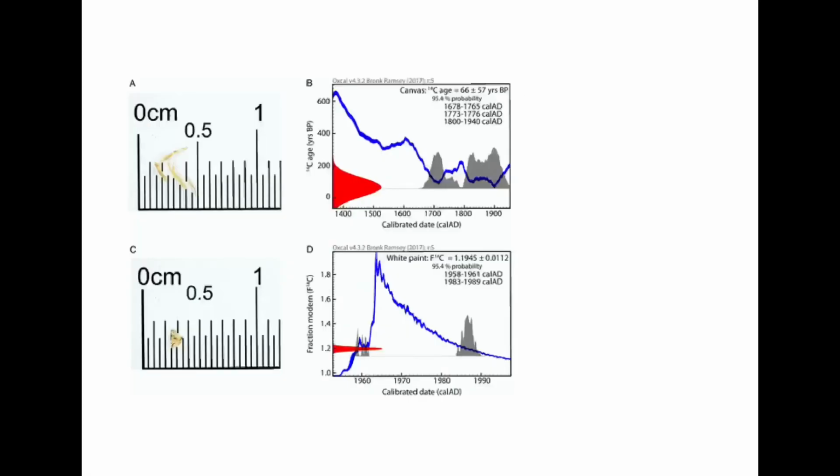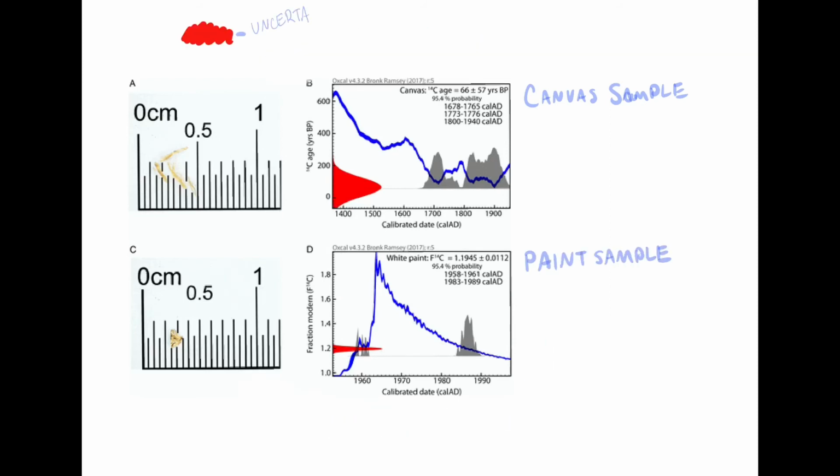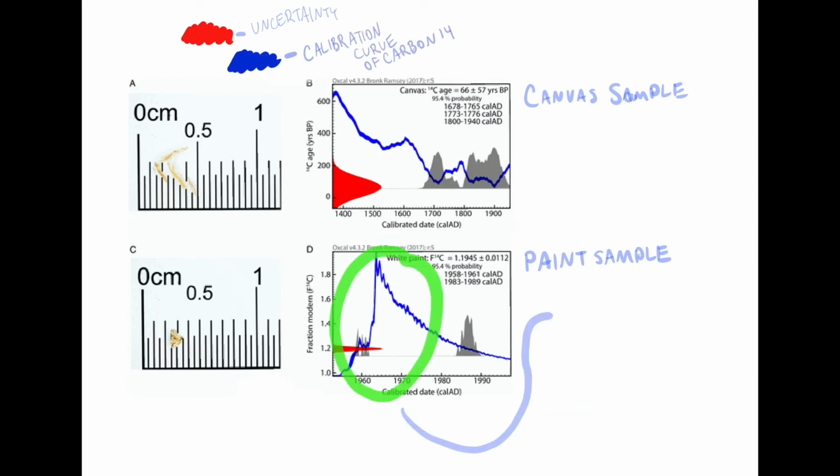Keeping all of that in mind, let's look at the age plots generated by the samples taken from the canvas and paint of the village scene painting. Looking at the paint sample's age plot, we can see that there is a clear spike in the amount of carbon-14 after the 1950s, which tells us with 95.4% accuracy that it would be basically impossible for the paint to have come before the 1950s, when the painting claims to have been made.